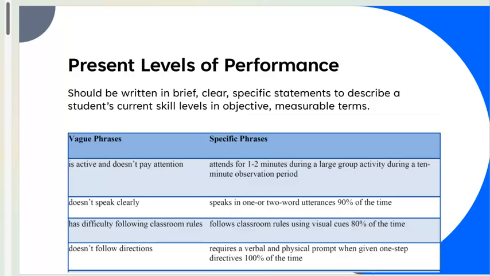When we talk about present levels of performance, they need to be very specific, so we can't be vague, because again, this is what is going to drive that annual goal. So, for example, instead of the student is active and doesn't pay attention, we need to be very specific and say the student attends for 1 to 2 minutes during a large group activity during a 10-minute observation period. And this would allow us to determine that the student may need an annual goal for attending for a longer period of time.